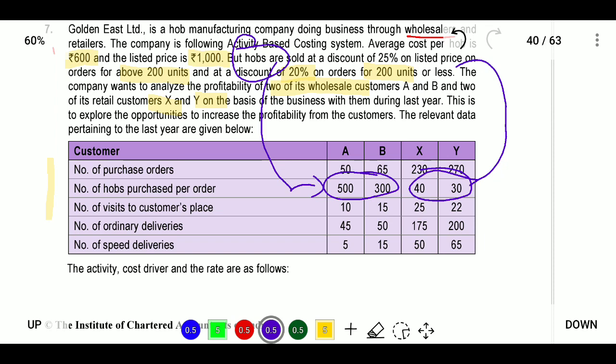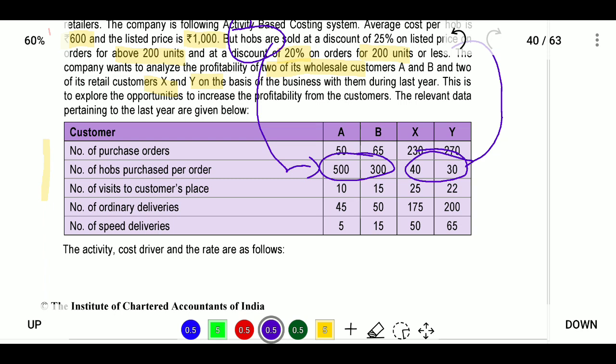Next, the number of visits to the customer's place: 10, 15, 25, 22. So for some customers we are making more visits. We are visiting more times. Next, the number of speed deliveries: 5, 15, 50, 65.